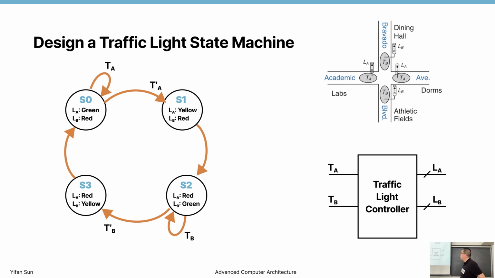Then we draw the next circle. So this is an unconditional transition. If it turns yellow, after some time, it has to turn into the flipped state. Then we draw the symmetrical line. So for TB, if there's no traffic, we convert to S3. If there's traffic, we stay in S2. And finally, turn yellow. Eventually, a yellow light will turn red. So we go back to the S0 state. So those are all the 4 states and how they transit.